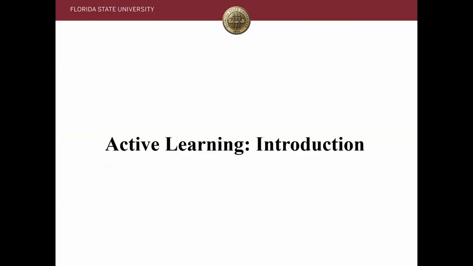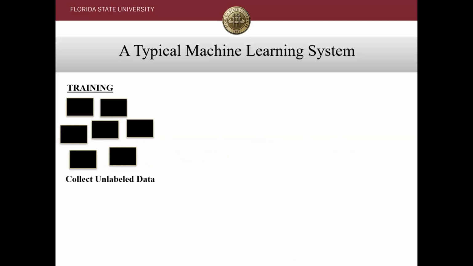All right, so let's start off with an introduction to active learning, right? So what exactly is active learning? If you think about any standard machine learning system, it operates in 2 steps, right? The first step is called a training step, where you train a model, and the second step is called a testing step, where you test the model.